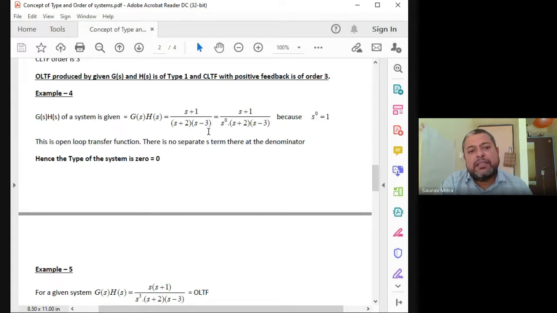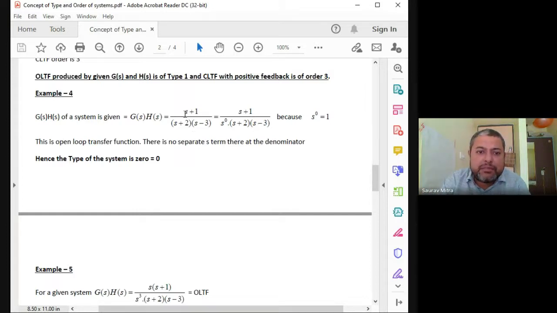So here this is an open loop transfer function. There is one open loop zero at s equal to minus 1. There are two open loop poles, one is a stable pole and another is an unstable pole. This pole is at s equal to minus 2 and this pole is at s equal to 3. So this is a system with type 0.